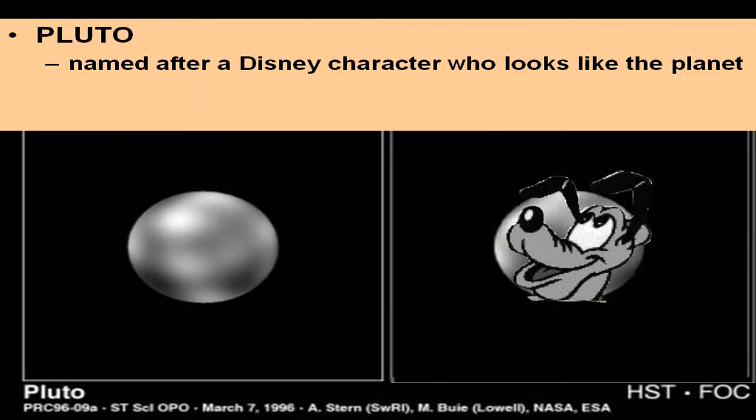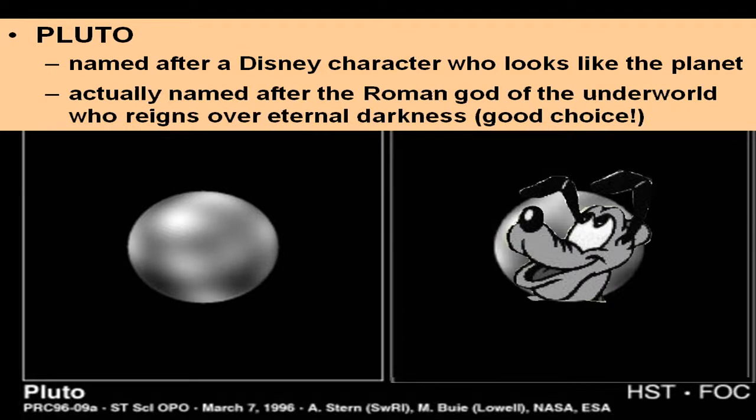Pluto was named after the Roman god of the underworld who reigns over eternal darkness. And that's a good choice because Pluto is way out there, far from the sun, doesn't get much light, so it's reigning over eternal darkness because it's far from the sun. So that's a better name for Pluto.